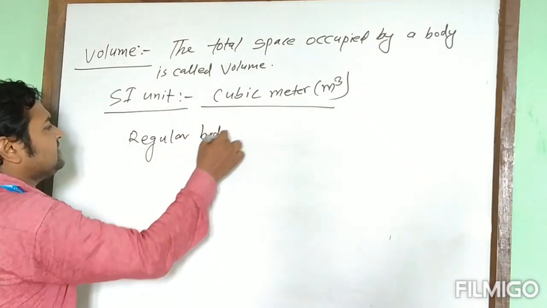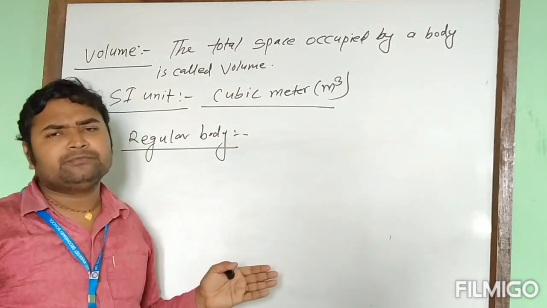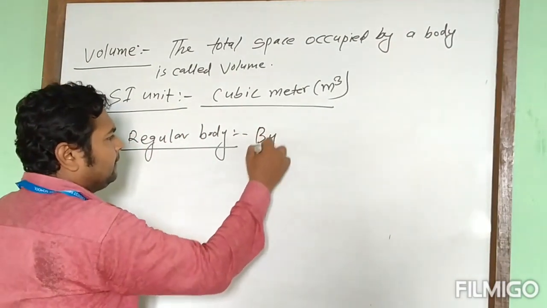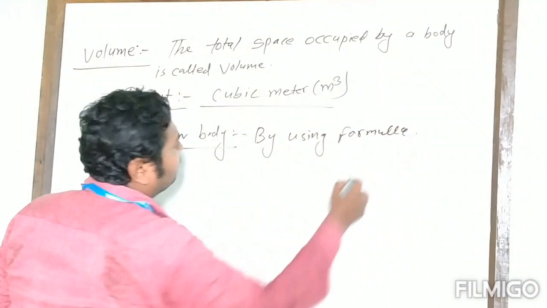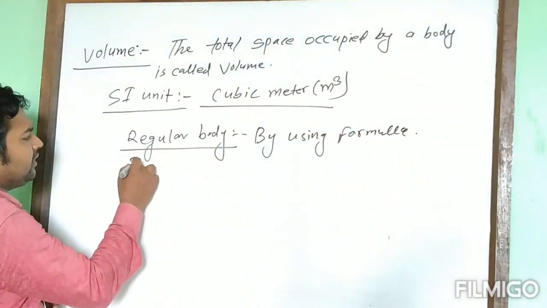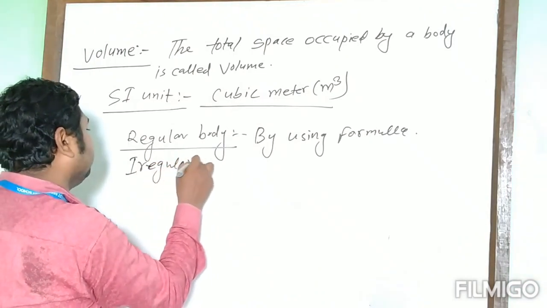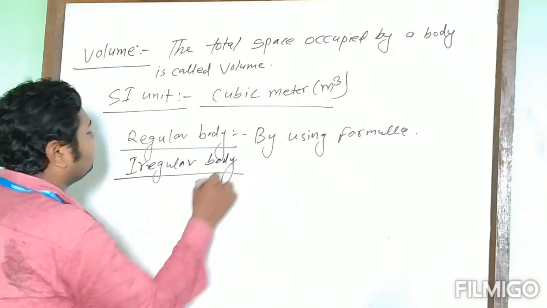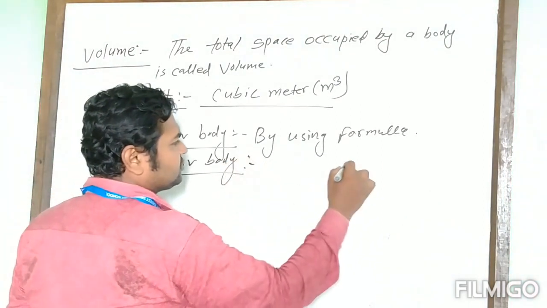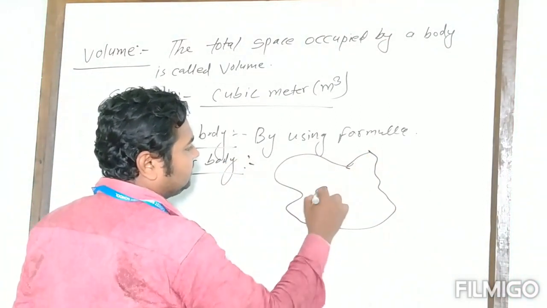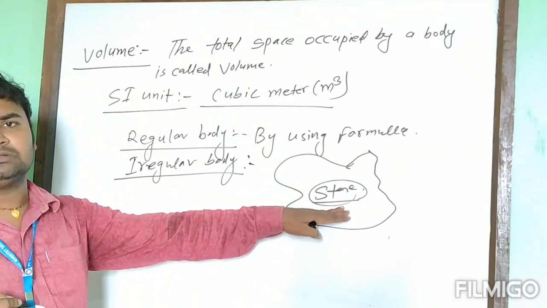For a regular body, we can find the volume by using a formula. But how can we find the volume of an irregular body? Suppose this is a stone. What is this? Stone. Now, how can we calculate the volume of this stone?